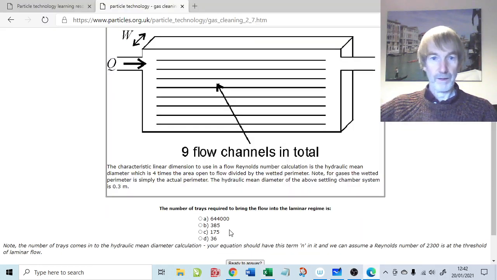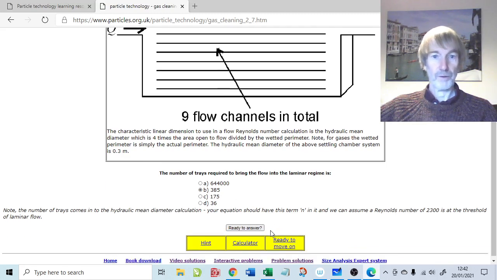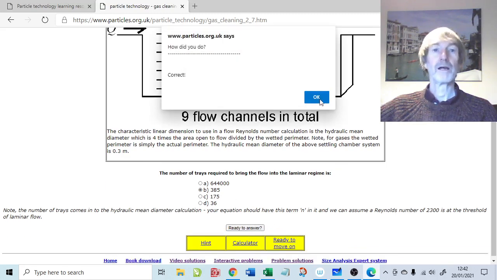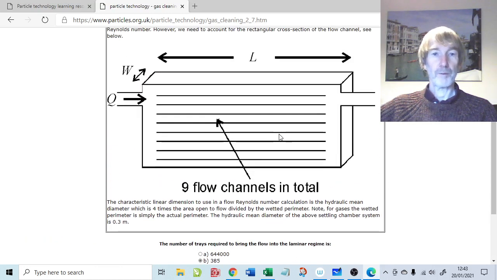So the number of trays required to force this into laminar flow is 385, and putting 385 trays, or 384 trays actually, because we're using the base as an extra tray, so 384 trays in that 1.5 meter height isn't going to work. So what that's telling us is that sure, you can design the process and have a 5 meter long rectangular settling chamber for removal of particles 50 microns in size, but it's not going to work because the model we've used is too simple.